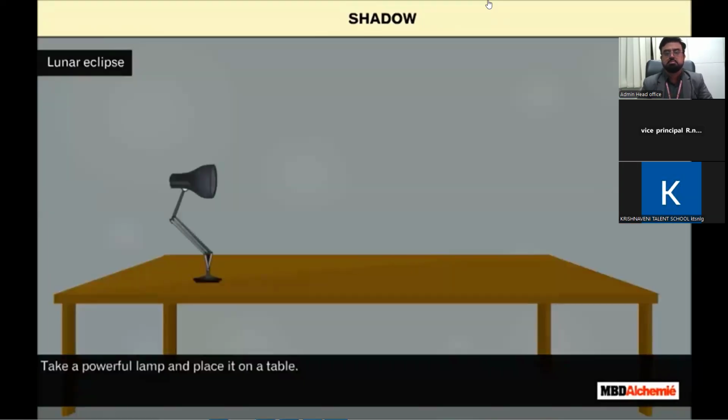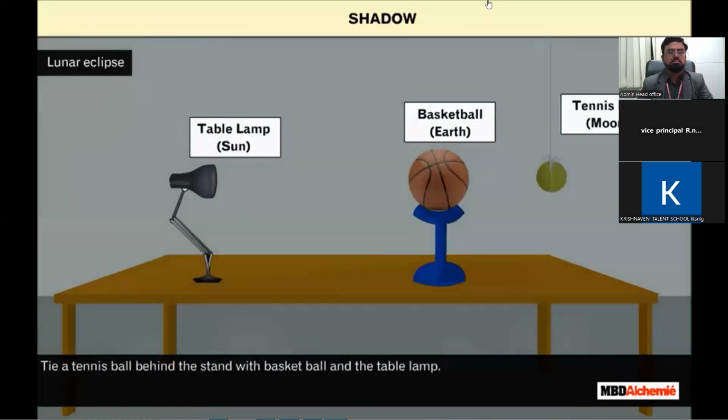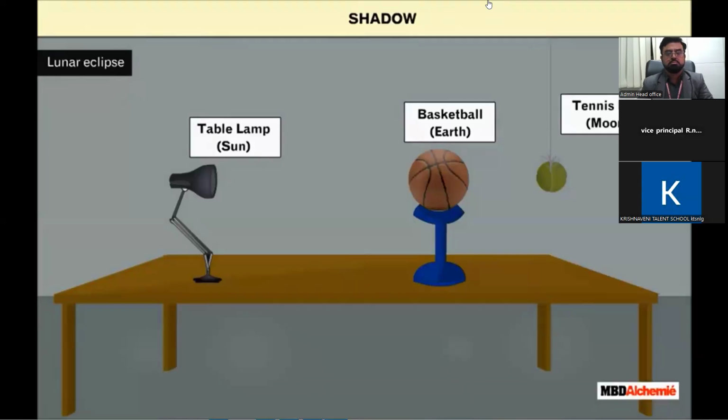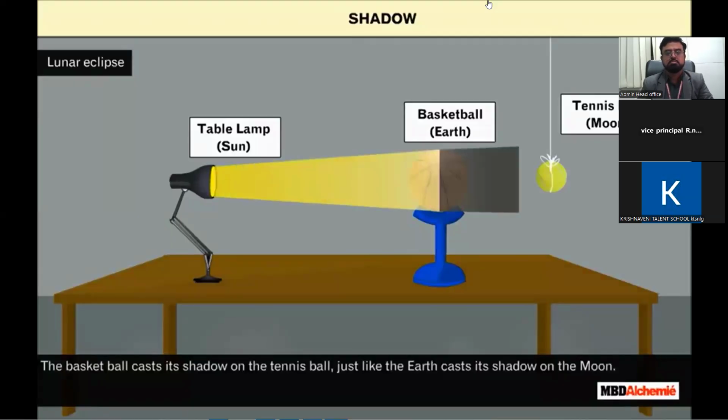Take a powerful lamp and place it on a table. Take a basketball and place it on a stand as shown on the screen. Tie a tennis ball behind the stand with basketball and the table lamp. The table lamp represents the sun, the basketball represents the earth, and the tennis ball represents the moon. Light the lamp. You will observe that the basketball casts its shadow on the tennis ball, just like the earth casts its shadow on the moon.